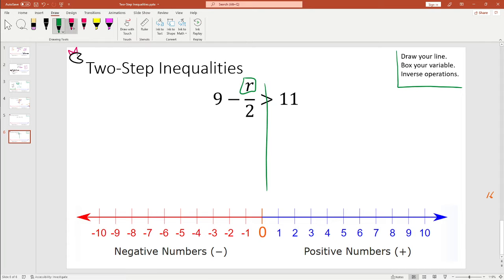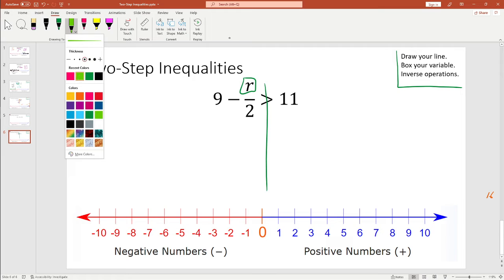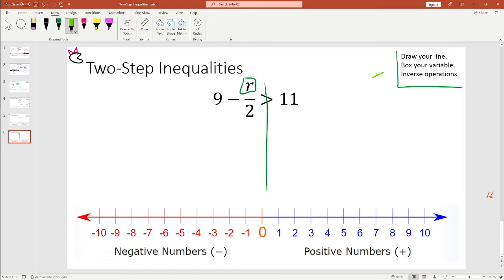So right away, this one looks a little different, and I'm going to switch to a different green. This one looks a little different because my variable is attached to this 2. But also, I'm taking this whole quantity away from the 9. So I still want this 9 to not be there. So I'm still going to do the inverse of positive 9, which is negative 9, because 9 minus 9 is 0. And I get 2 over here. But because of this minus sign in front, that's going to make this new quantity negative. So it's negative r over 2.